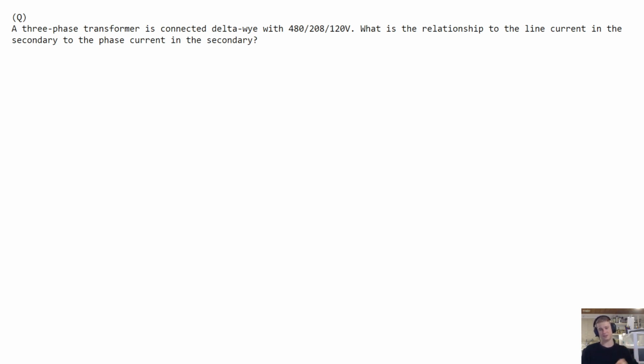Okay, so we're working with another delta Y, and we have the same ratings, but now it's different. It shows it as 480/208/120. So this is showing that you have 480 on the primary, and then on the secondary you have 208 or 120, depending on how you wire it. And of course this makes sense when we think about a Y configuration, where the question is asking the line current on the secondary and the phase current in the secondary. Since again our secondary is the Y, then we know that the current is equal in the phase and the line. This is explained in depth in my three-phase systems explained video.